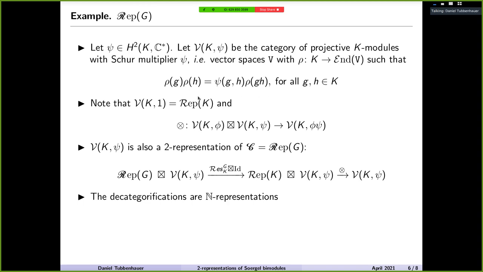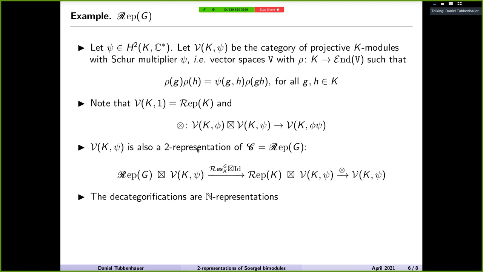So a representation up to scalars, if you want. You can twist everything by this thing, which is usually called a Schur multiplier. And twisting means exactly what you think it is. So any representation is a representation up to a well-defined scalar. Okay, so I just have two inputs, a K and a scalar to twist. And of course, if I don't twist, it's just the usual one.